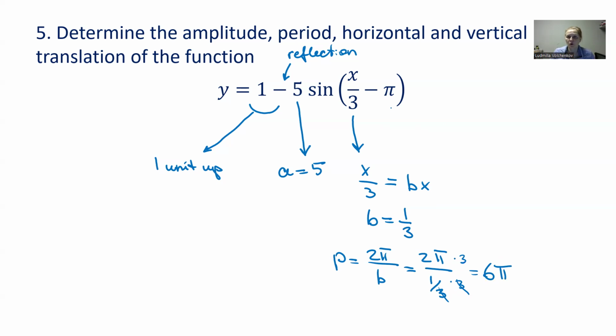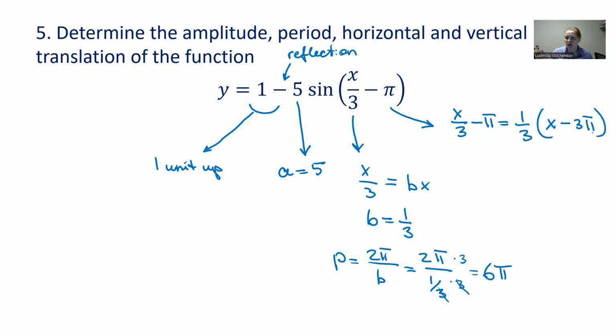And now the last one, the horizontal shift. For horizontal shift, you must first factor out b. So horizontal shift must be subtracted from x, not from bx. Okay, so we have x over 3 minus pi. We must factor out 1/3. So x is alone without coefficient. Then the second term will be 3 pi.